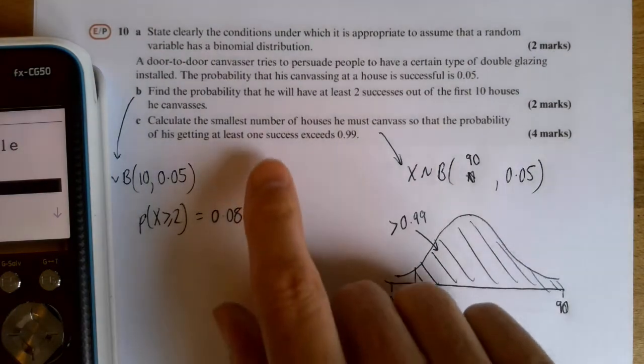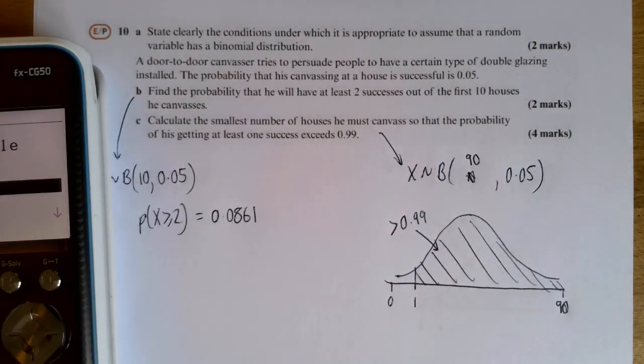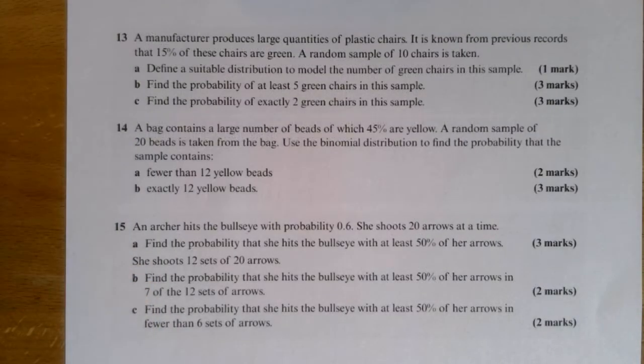And that means that he needs to knock on 90 houses in order for that to happen. 89 houses wouldn't be enough, 90 would be. That's a really tricky question. Okay, two more questions, both on page 96 that I think are worth you trying.